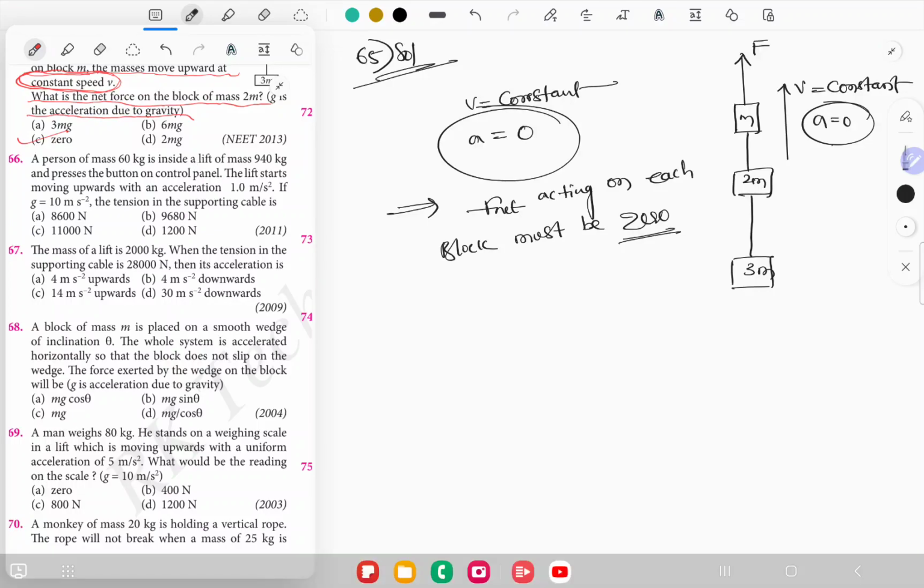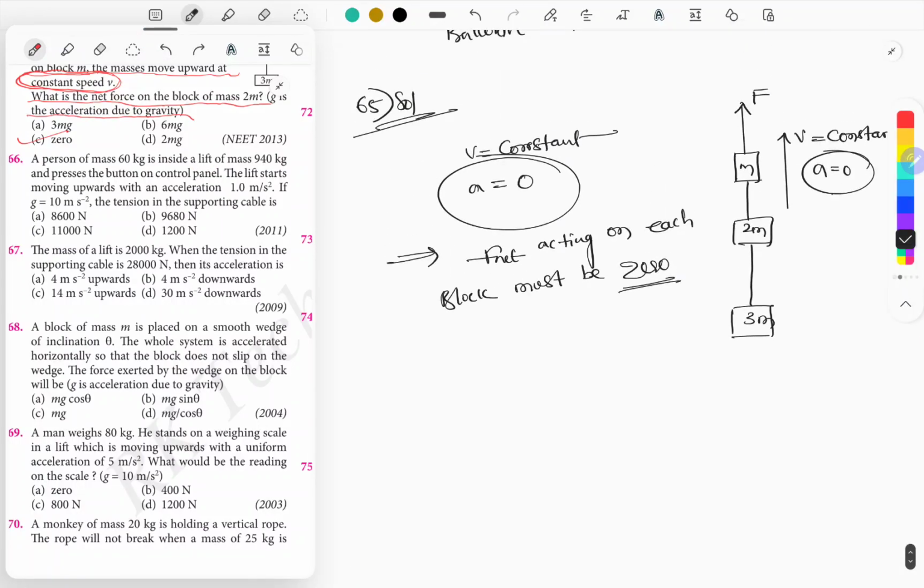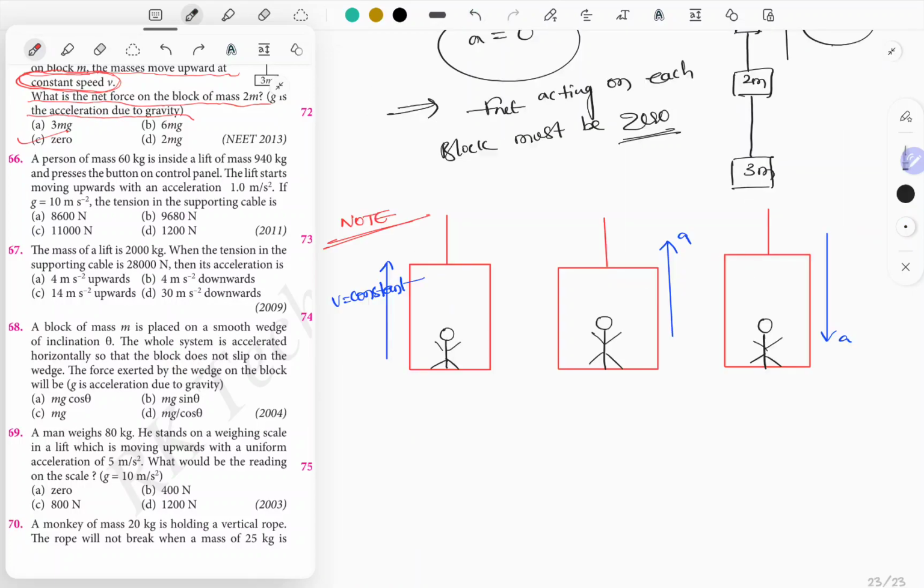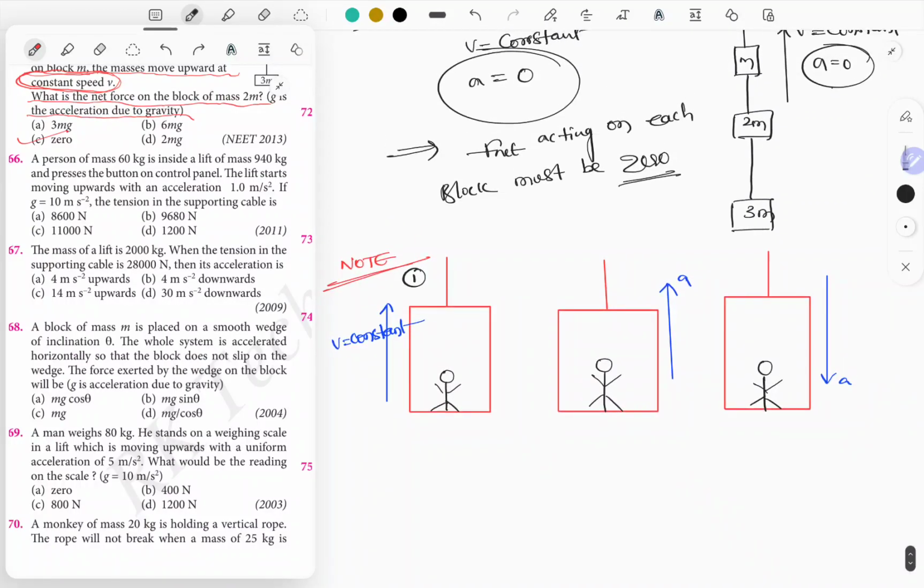question is based on lift. Okay, so before solving this question, I would like to give you one hint. Okay, so let me give you that note. So whenever you come across lift numerical, just remember these 3 different cases. Observe these 3 diagrams. These are lifts and a person is standing inside the lift. Now look at the first case. In the very first case, lift is moving with a constant velocity, whether it is upward or downward, that's secondary. Doesn't matter whether it is moving upward direction or downward direction.